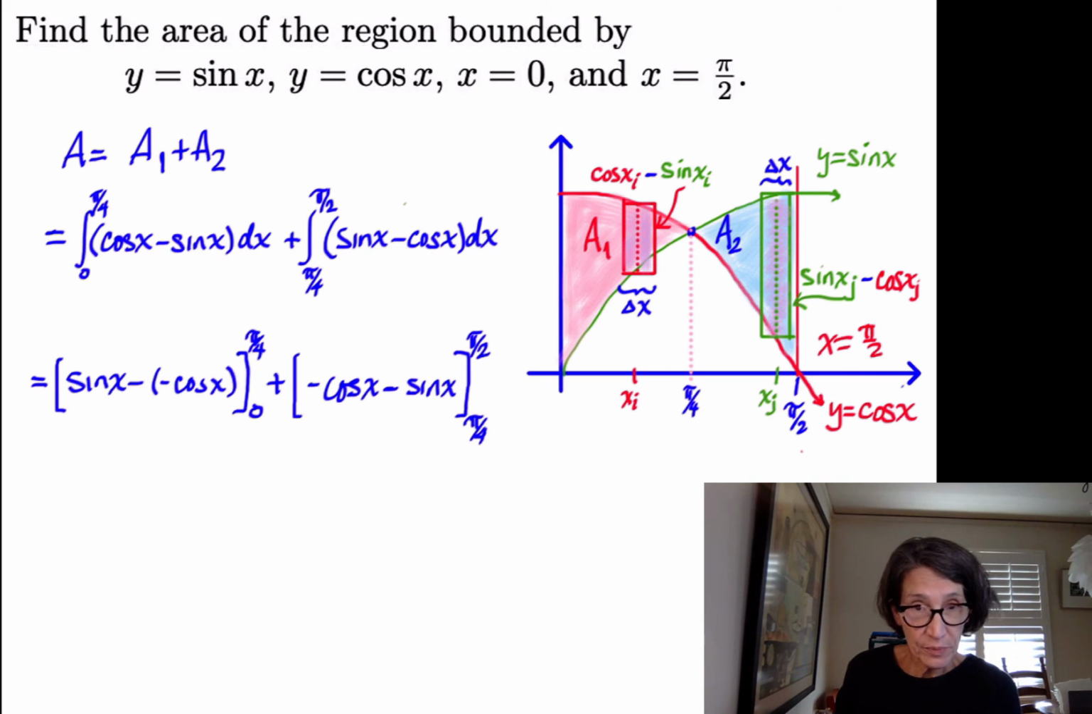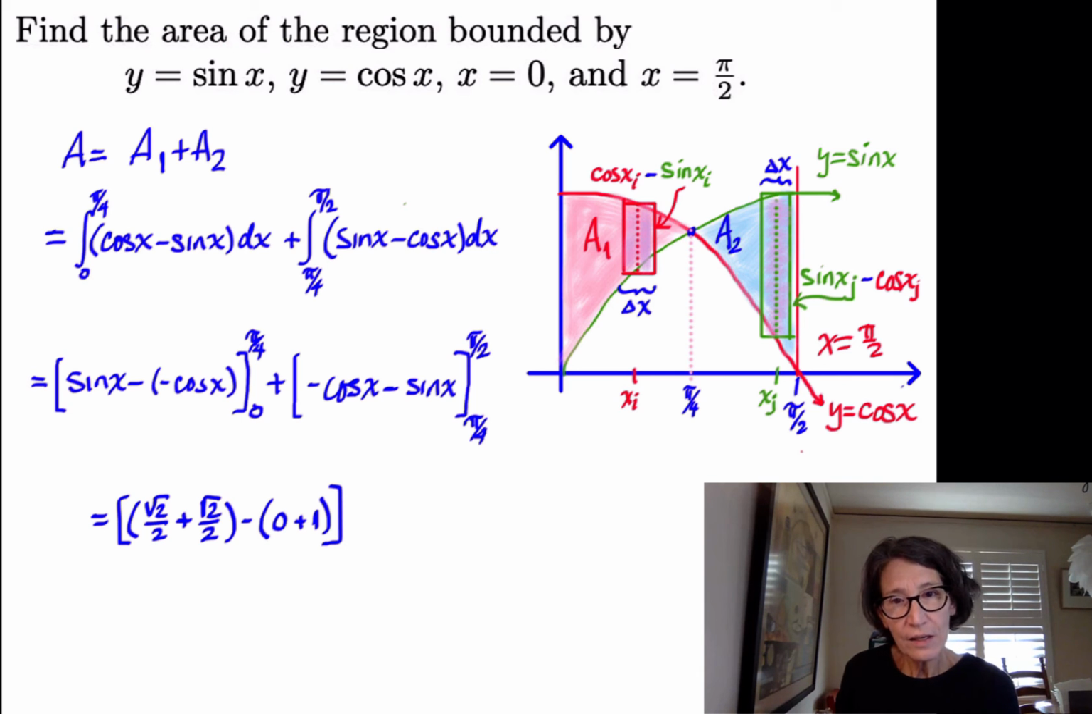All right, so now we're going to start plugging in. So the first one, sine of pi over 4 is root 2 over 2. And then we're adding the cosine of pi over 4, which is root 2 over 2. We have to subtract the sine of 0 plus the cosine of 0. So we're subtracting 0 plus 1.